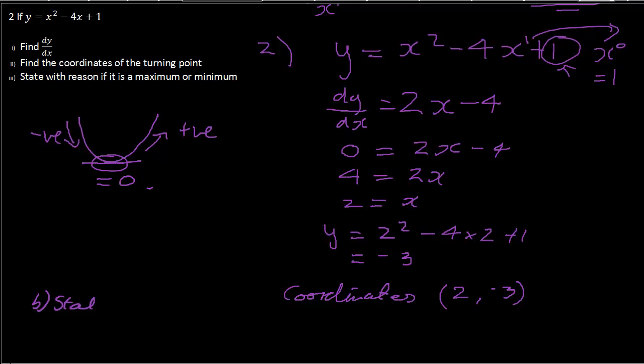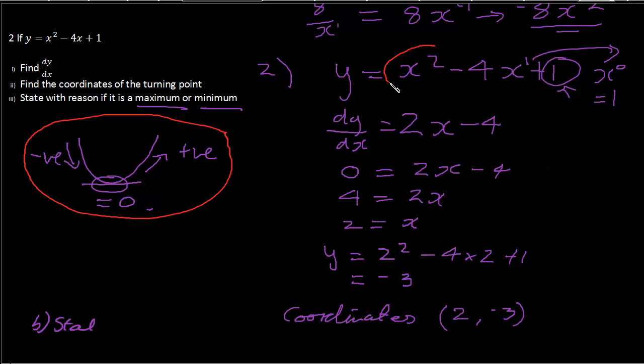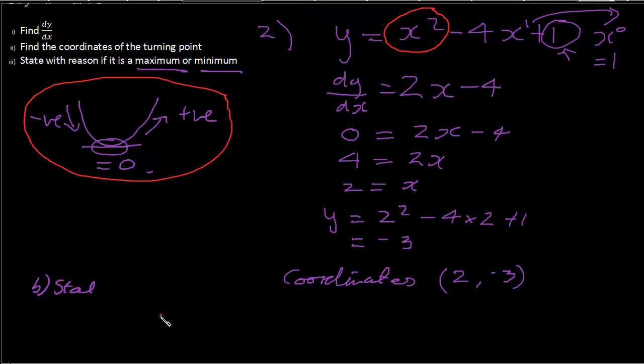Now we need to state whether, within reason, it's a maximum or a minimum. Well, if you look at the graph I've already drawn back here, we can see that it gives us a minimum point on our graph. And the reason why I knew that it was a U shape is because of this. The x squared bit of the graph was positive, so therefore we have a minimum. So this is a minimum, as we have a U-shaped graph.